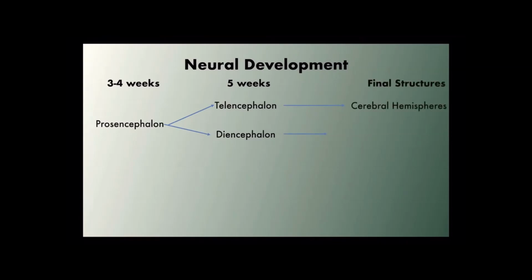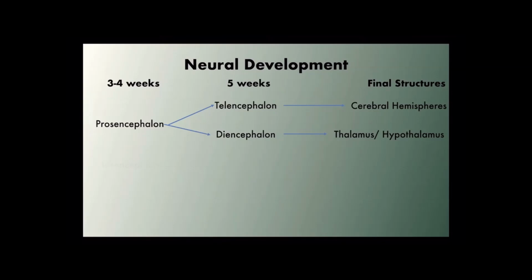Prosencephalon, which becomes, that's right, telencephalon and diencephalon. And then those become the cerebral hemispheres, and the thalamus and the hypothalamus for the diencephalon. So our first division of those three is the prosencephalon. The prosencephalon is going to become telencephalon and diencephalon. And then those final structures will be your cerebral hemispheres and your thalamus and hypothalamus.